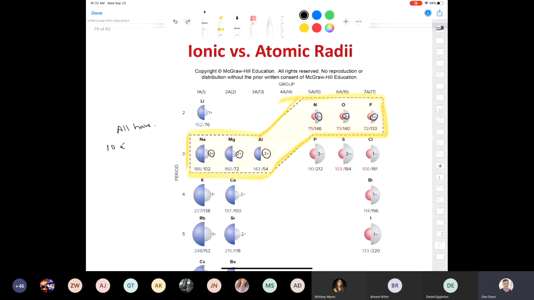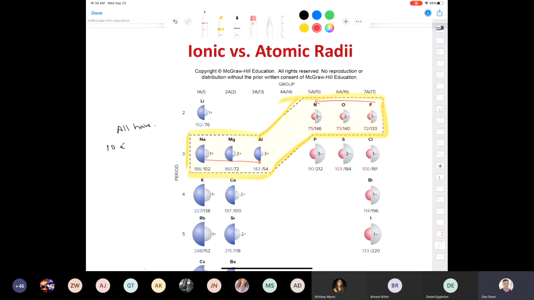Now let's look at the trend over here for nitrogen, oxygen, and fluorine. I'm going to go in this direction. If we go from fluorine to oxygen to nitrogen, what are we doing? Sorry, the nuclear charge is changing, and the number of electrons is increasing. I'm getting tired. The number of electrons is increasing, and the nuclear charge is decreasing. So what does that mean? That the electrons are going to be held less and less tightly.